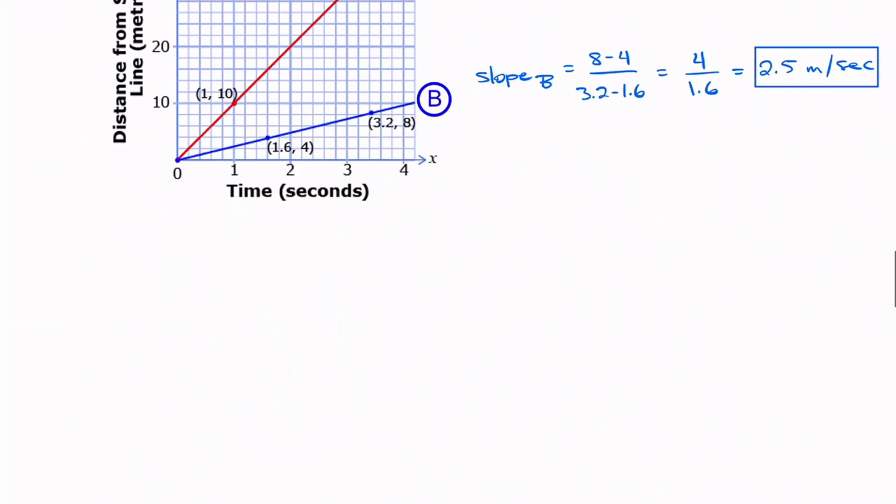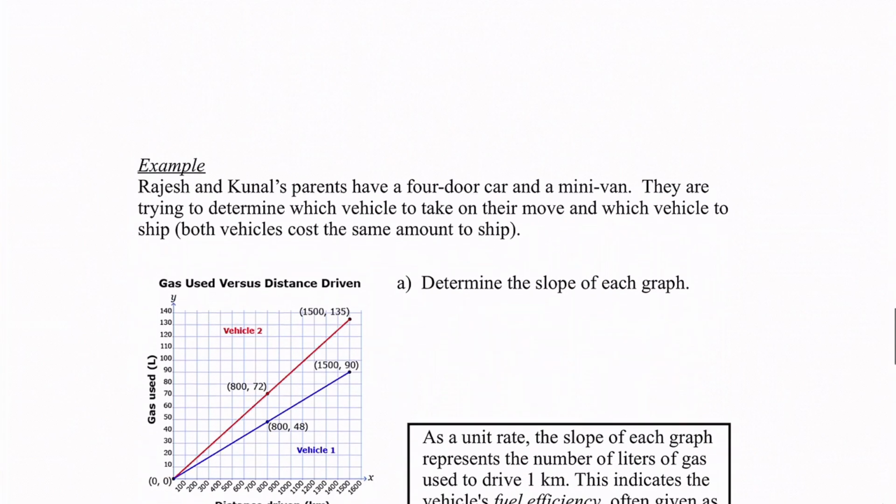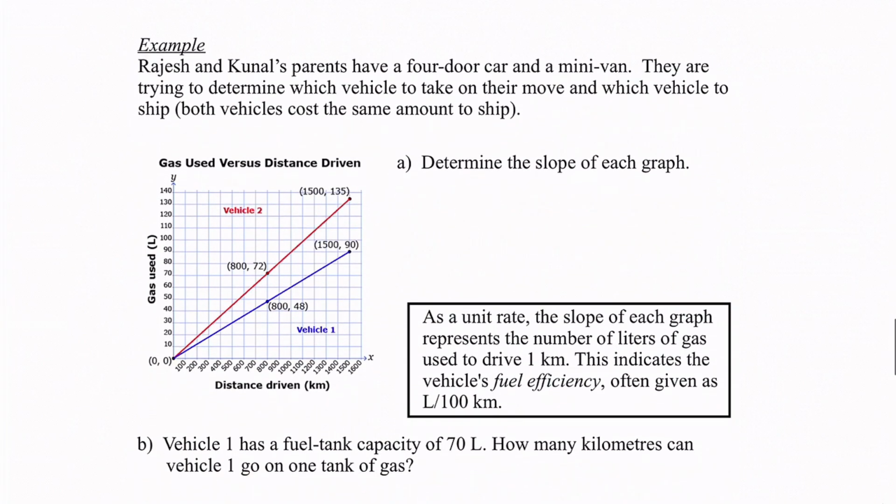So moving to our next example. So this is one with a family. They're going to be moving. It says Rajesh and Kunal's parents have a 4-door car and a minivan. They are trying to determine which vehicle to take on their move and which vehicle to ship. And then it says both vehicles cost the same amount to ship. So you don't got to worry about one being larger and it costs more to ship. Both cost the same amount to ship.